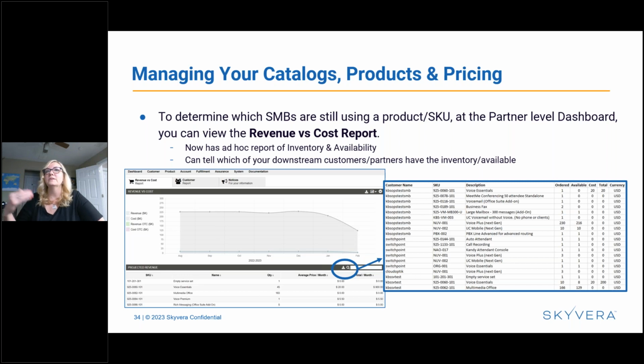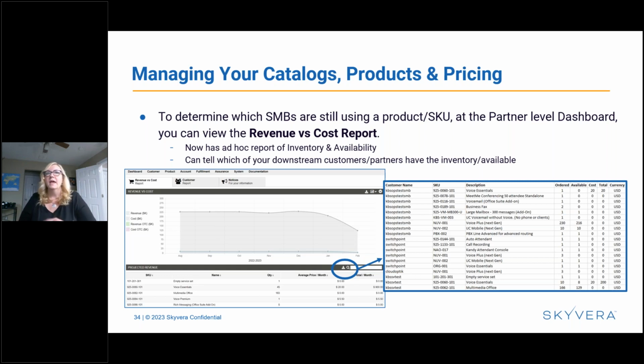Okay, so you've got to know this one is the Cloud Optic domain or whatever it is. And then the SKU description, you see ordered. That tells you by customer domain how many they have ordered of this, for example, Voice Essentials. And you can see the cost, how much is spent, and all that kind of stuff. But the main thing is ordered and available.